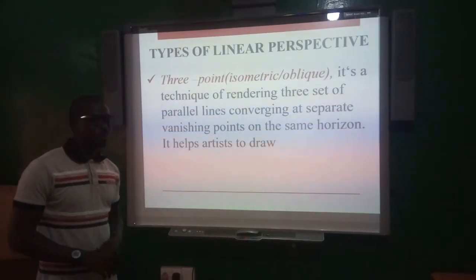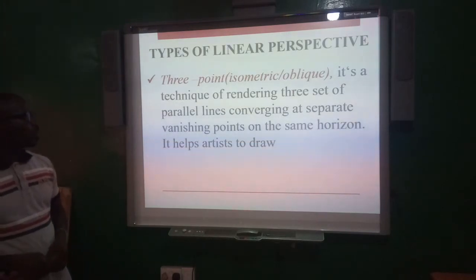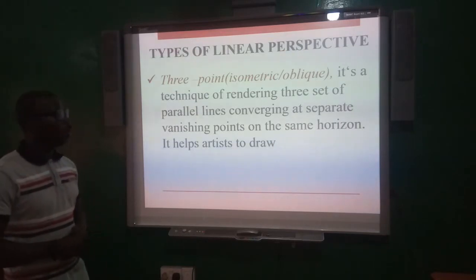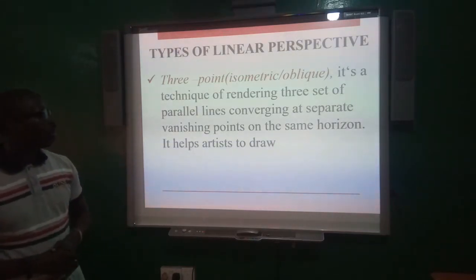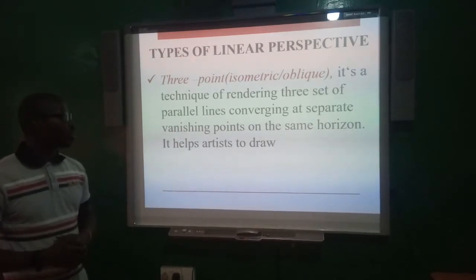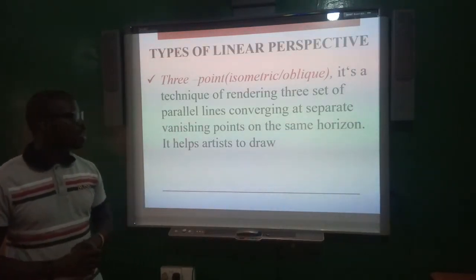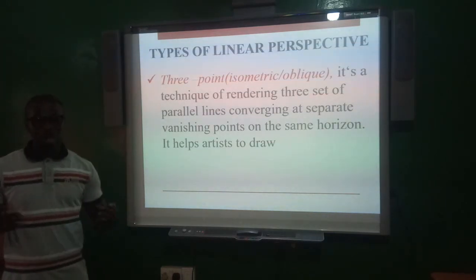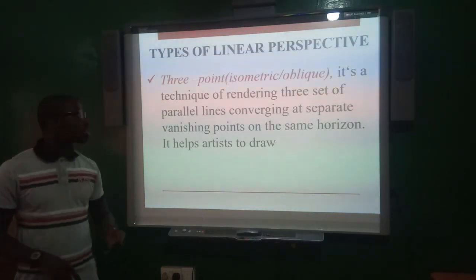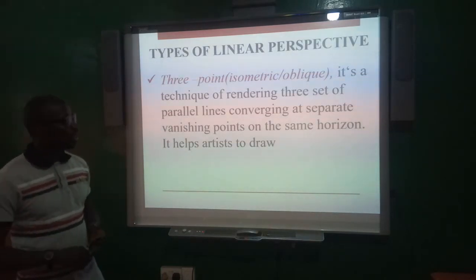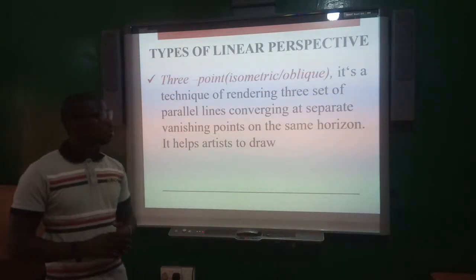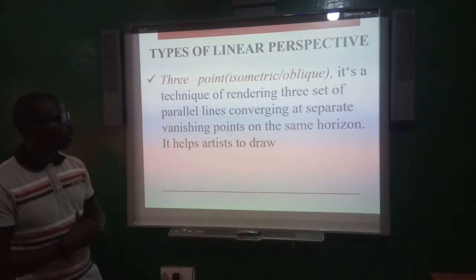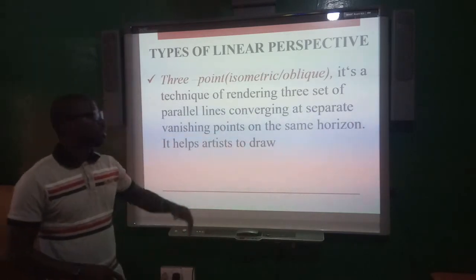So 3-point perspective. Another name for 3-point perspective is isometric perspective or oblique perspective. So when you see isometric perspective, know that it's the same as 3-point perspective. When you see oblique perspective, know that it's the same as 3-point perspective. Okay, so let's look at it.